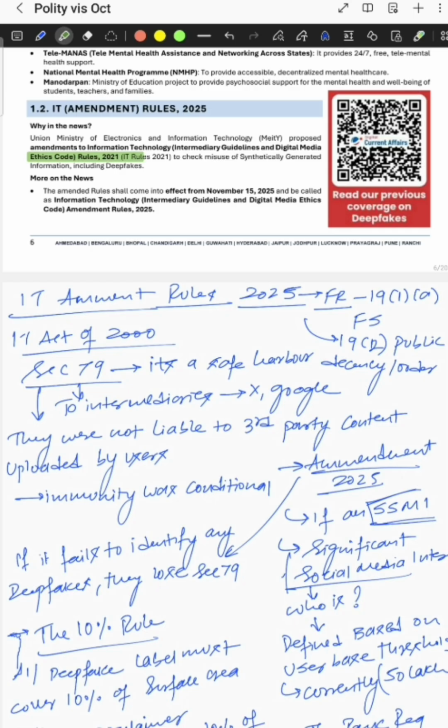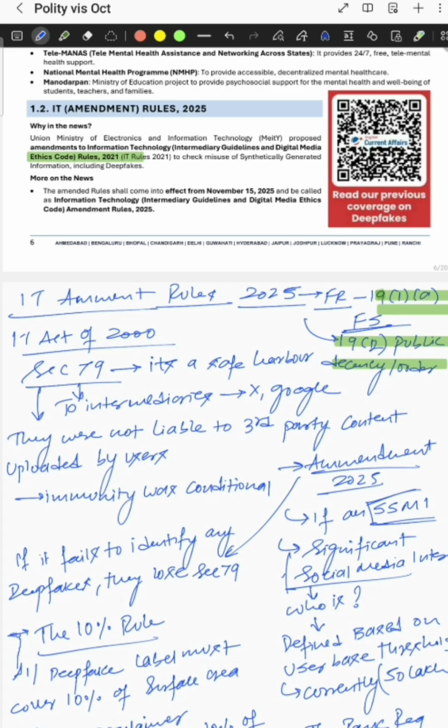The information generated through AI or some specific software, for example deepfakes, and it has made stricter provisions. So what is the linkage with the static syllabus? It is FR, that is Article 19 clause 1 clause A, and 19 clause 2, that is public decency and order. 19 clause 1A is free speech. It's related to that.